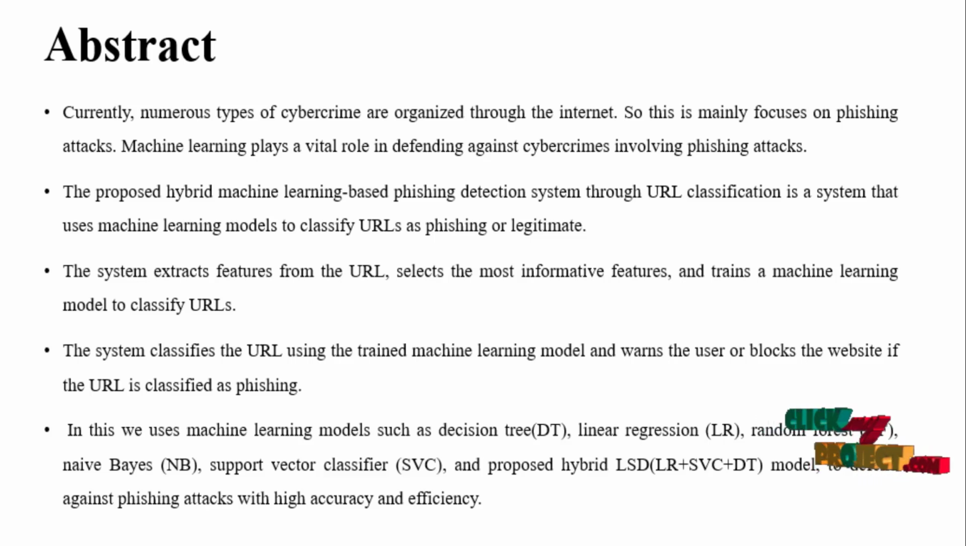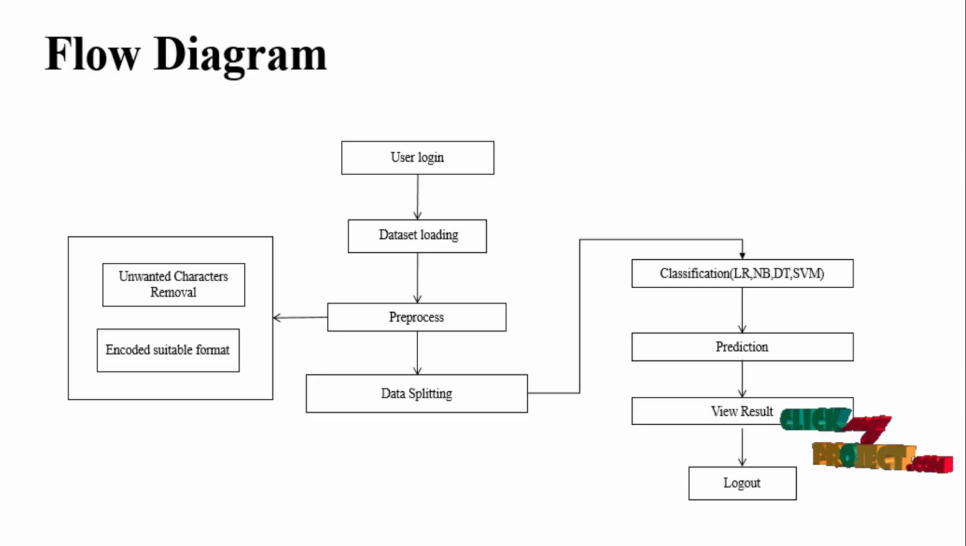In this, we use some machine learning models like decision tree, linear regression, and so on. And our proposed method is hybrid LSD, which is the combination of linear regression, support vector classifier, and decision tree. The proposed hybrid method effectively finds out the phishing attacks with high accuracy.